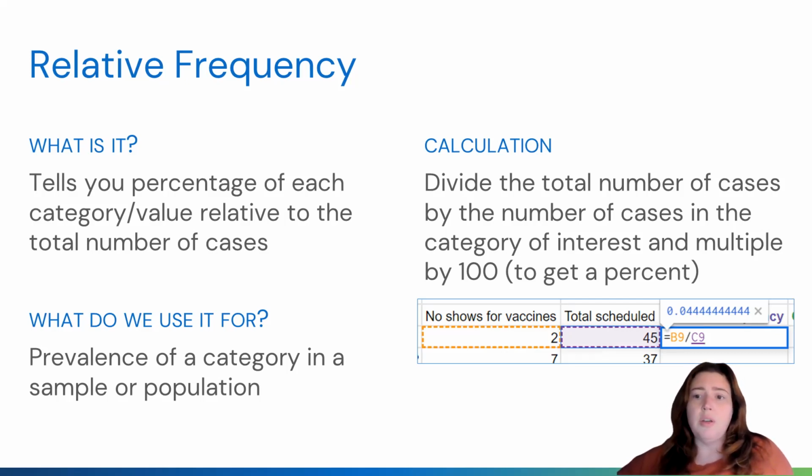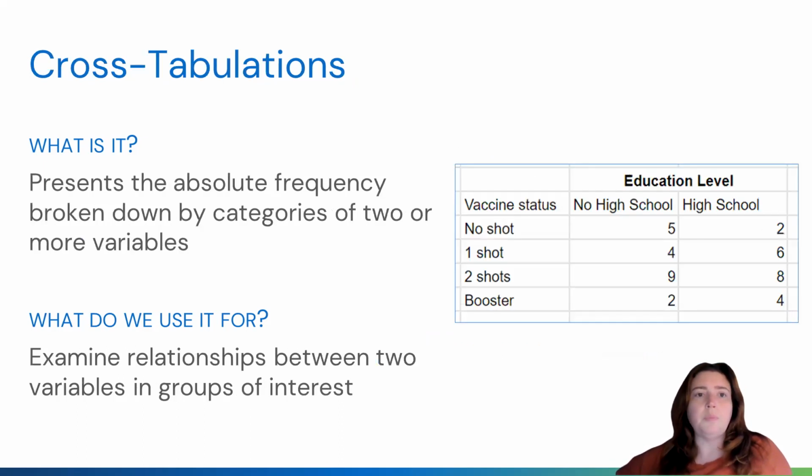So here's the calculation. This is a no-show rate for vaccines, so the rate of people who were scheduled but did not go. So 2 out of 45 times 100. This would be multiplied by 100 to get the relative frequency.